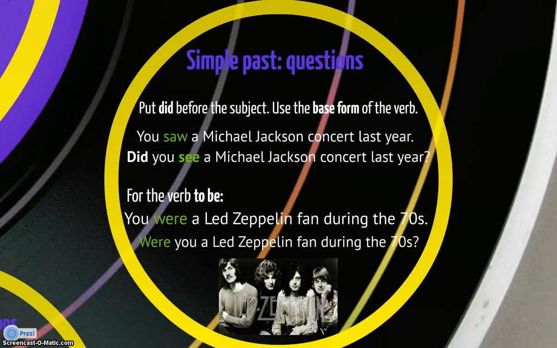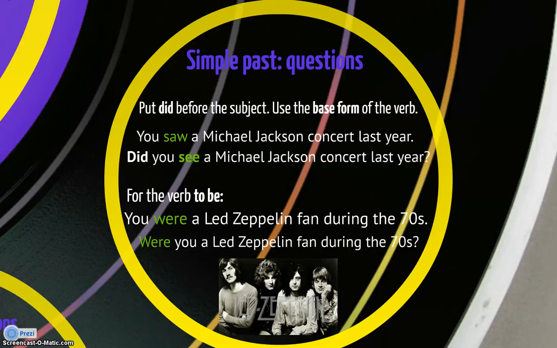The simple past. The question form. When you do a question, you just put did before the subject and you use the base form of the verb. For example, you saw a Michael Jackson concert last year. Did you see a Michael Jackson concert last year? As you see, once again, the verb is now at the present, instead of being at the simple past as it is in the affirmative sentence.